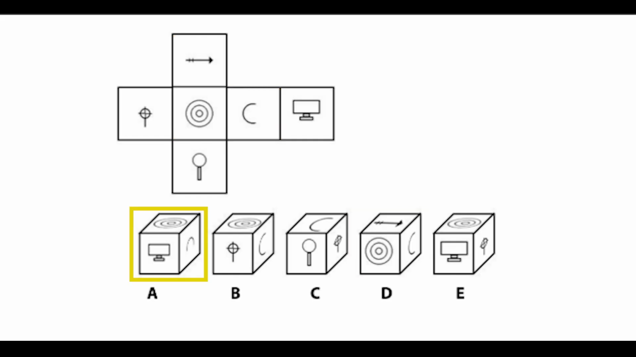In option A, the circle and the monitor icon appear next to each other, but they are opposite faces. In option B, the target symbol and the crescent appear next to each other, but they are opposite faces. In option C, the crescent and the target symbol appear next to each other, but they are on opposite faces. And in option E, the monitor icon and the circle are shown next to each other, but they are on opposite faces. So the correct answer is option D.